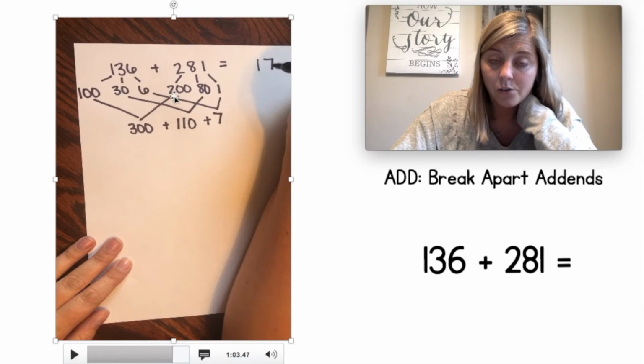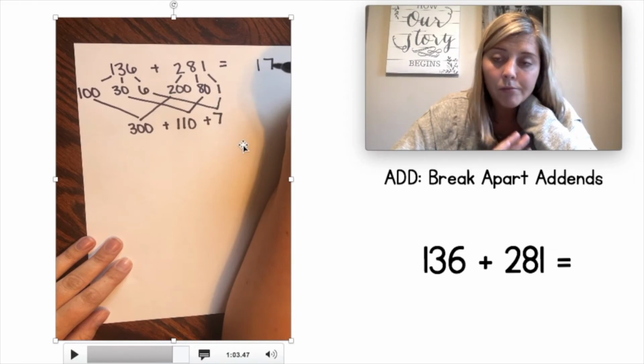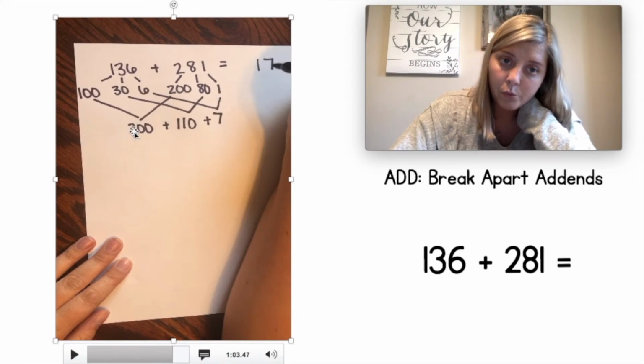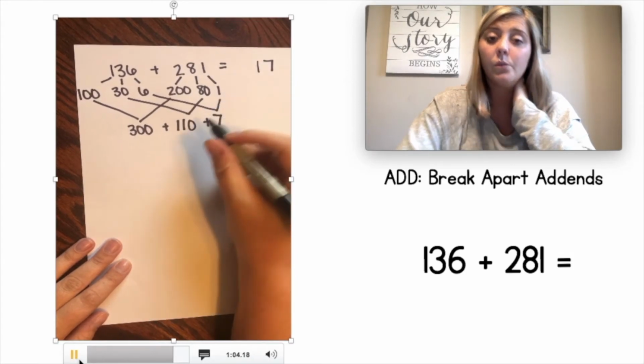And now adding my hundreds together. 7 is a 1-digit number, it doesn't have hundreds. I have 300 and 100 left right here. 3 plus 1 equals 4.